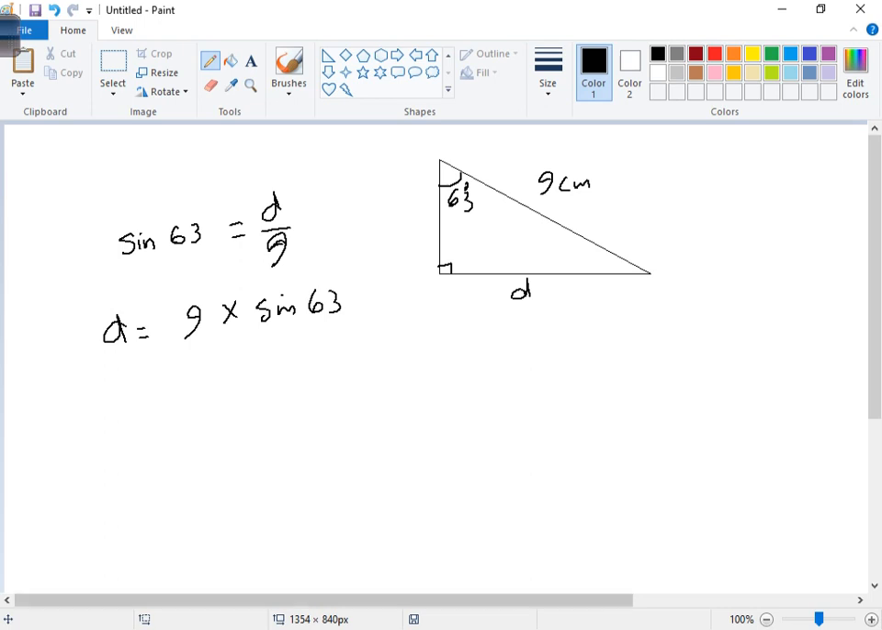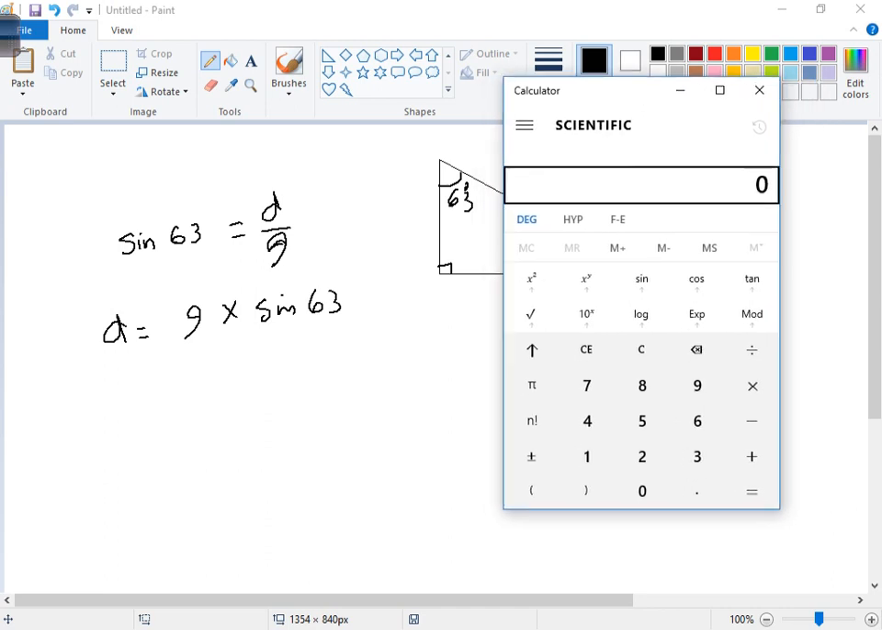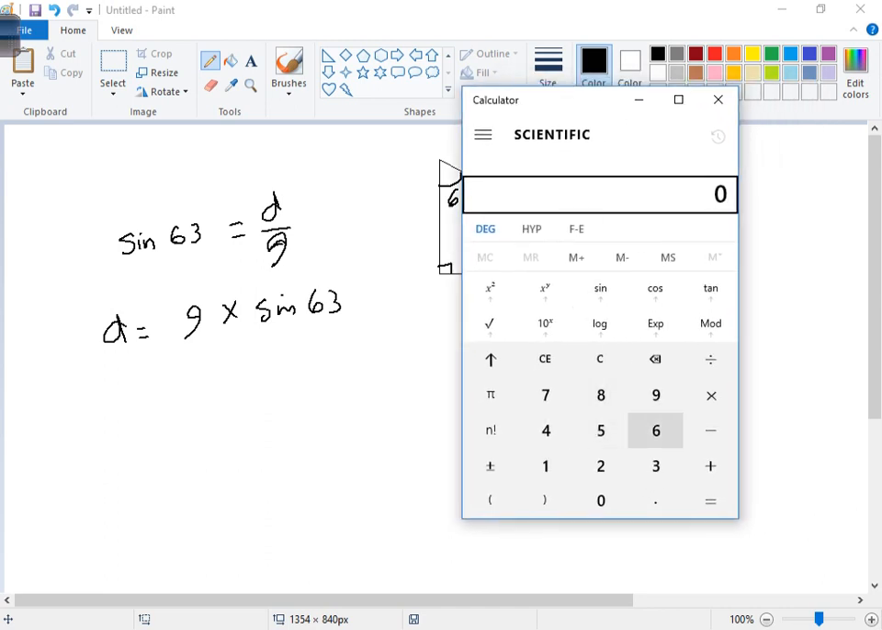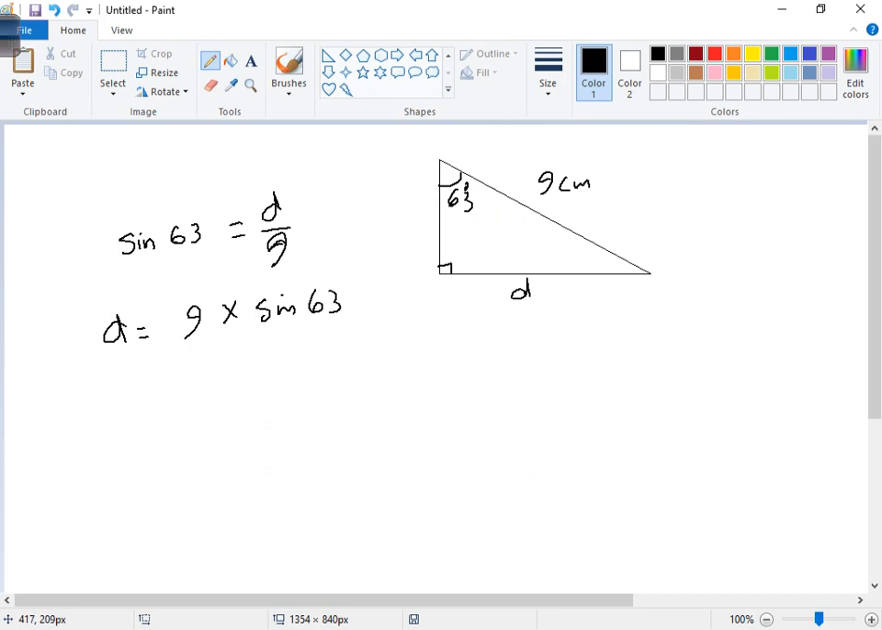If you work that out, use the calculator here. It will be 63 and sine, times 9. The answer is 8.019. It means D is equal to 8 centimeter. That is how we work it.